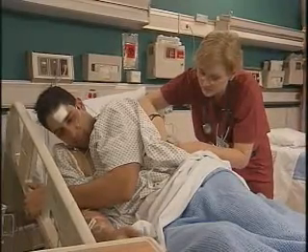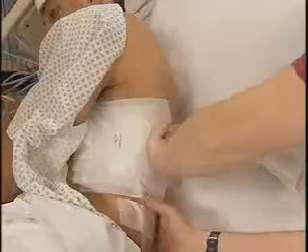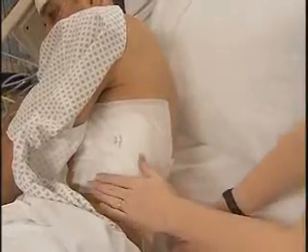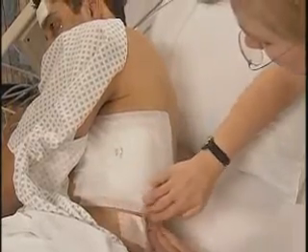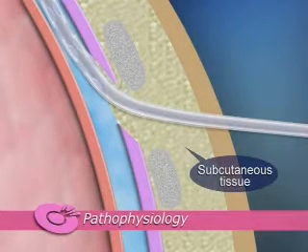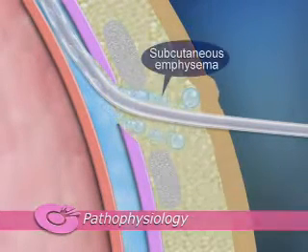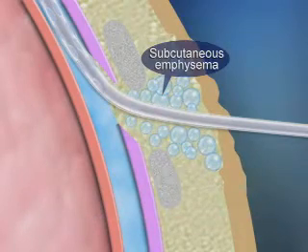Check the chest tube dressings frequently to detect blood or other drainage. Change the dressings according to hospital policy. Also, palpate around the insertion site to detect subcutaneous emphysema. This complication occurs when air leaks into subcutaneous tissue and produces crepitation or a crackling sound on palpation.